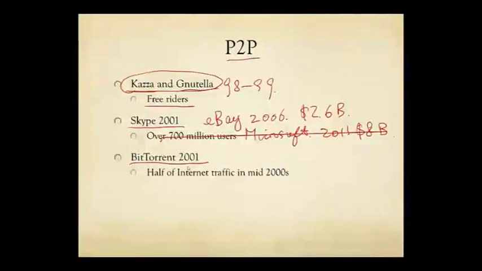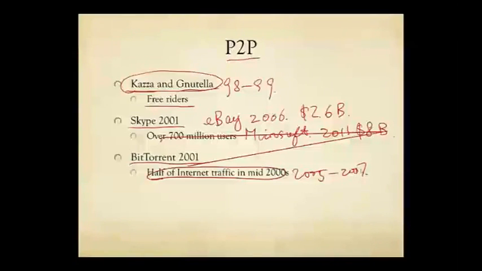Now, another major company that took place in the same year is BitTorrent. It is also a P2P technology, but this time it is for content sharing. And it turns out that half of the internet traffic in the mid-2000s, around 2005 to 2007, was estimated that nearly half of all the internet traffic were using BitTorrent protocol. So there was a huge success of this technology.